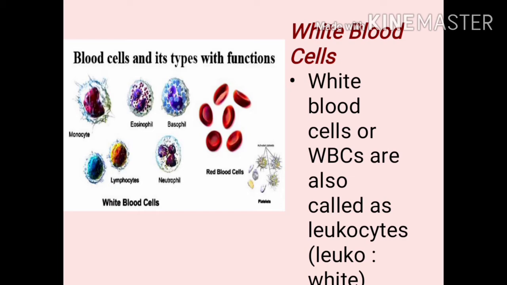Children, white blood cells or WBCs are also called leukocytes. Leuko means white. They are produced in red bone marrow, lymph nodes, and sometimes even in liver and spleen. Their average life is about 2 weeks. The old and worn out white blood cells are destroyed in the same manner as red blood cells.